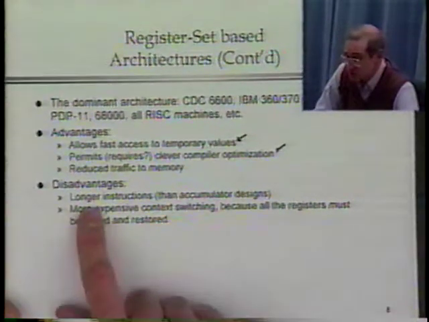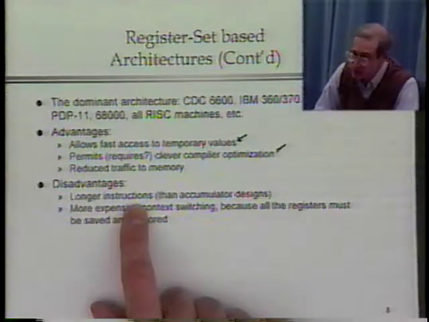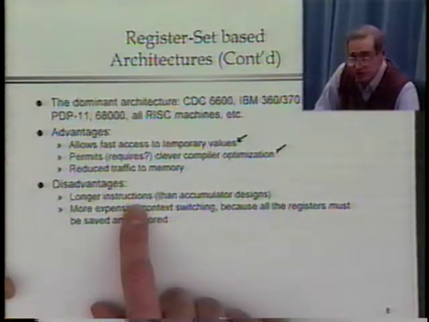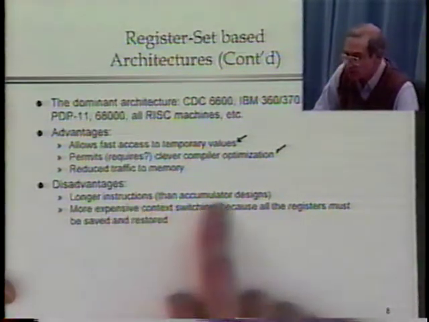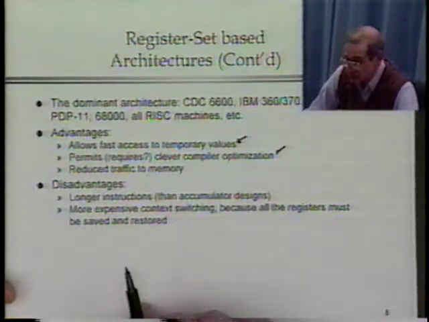What are the disadvantages? Well, instructions tend to be longer because you've got these fields in the instruction that now have to designate which registers are being referenced. So instructions are longer than accumulator designs. They're shorter than memory-to-memory architectures, obviously.